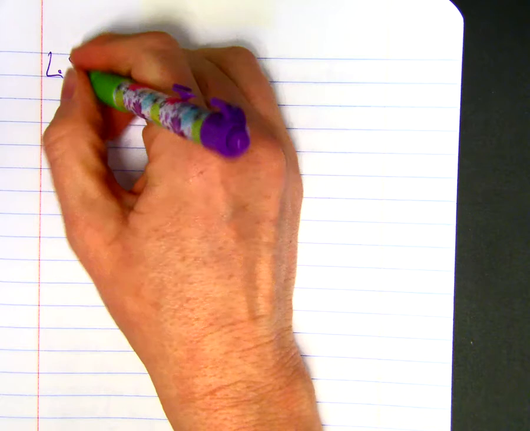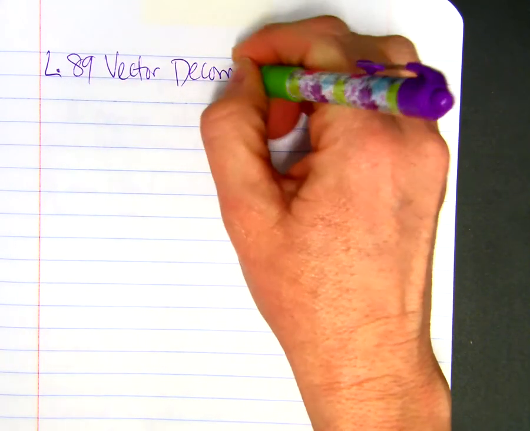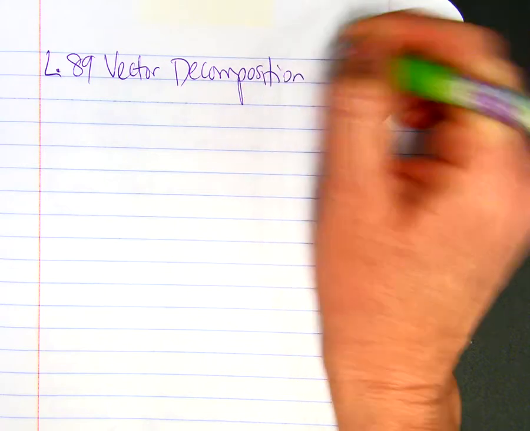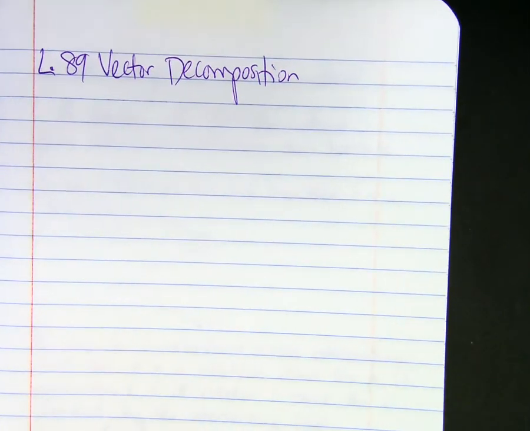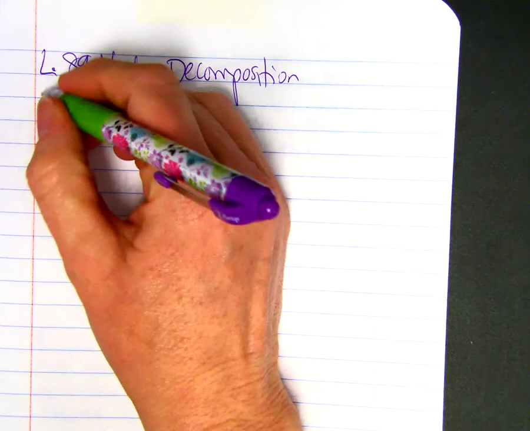Lesson 89, vector decomposition. Okay, when we're decomposing a vector, we're just splitting it into a horizontal vector and a vertical vector.